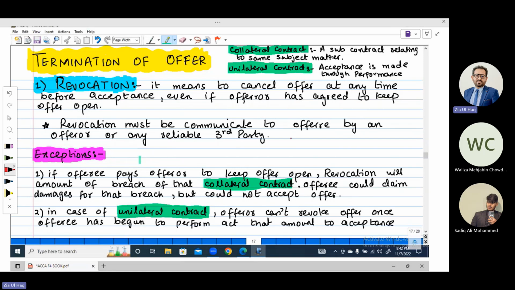Revocation must be communicated to the offeree by the offerer or any reliable third party. If you made an offer and you want to revoke the offer before acceptance, you need to communicate to the offeree by yourself or by a third party.